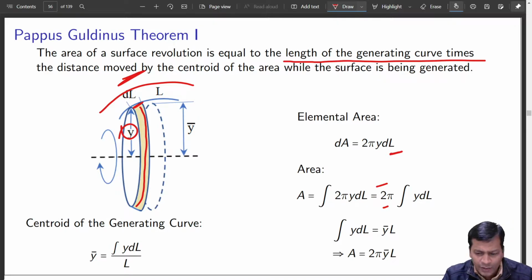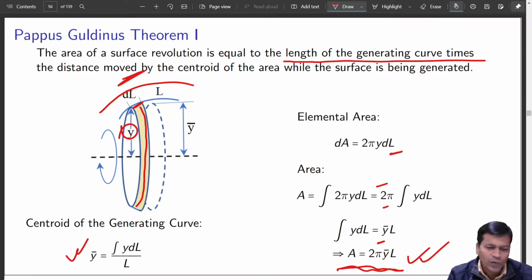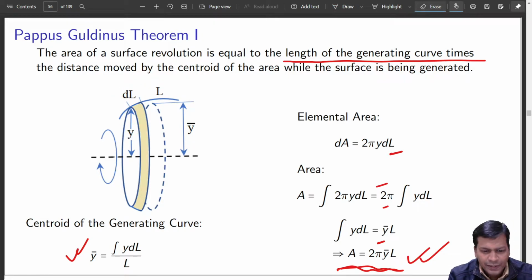Yes, y bar, I have just used this, put it here and simplified it to get area is equal to this. So this is the statement of this: 2 pi y bar times L. 2 pi y bar is the mean, the centroid of this strip, that small strip, that is y bar into L.